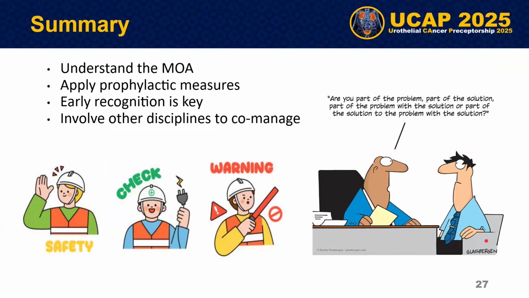So in summary, understanding the mechanism of all these drugs is very important as we can potentially identify the toxicity that is associated with it, and we can understand how cancer cells are being killed in these cases. Again, prevention is better than cure. So applying prophylactic measures is also very important as we can potentially prevent very disabling or life-threatening toxicities. Early recognition is key, but we can only recognize if we know what are the potential complications that we should watch out for. Lastly, we can involve other disciplines to co-manage.